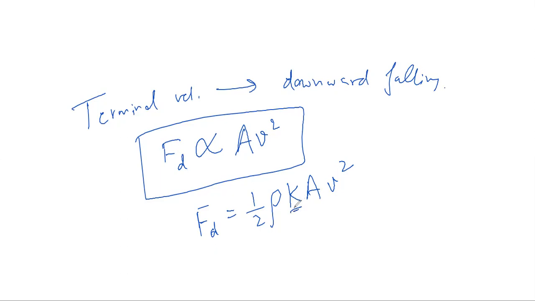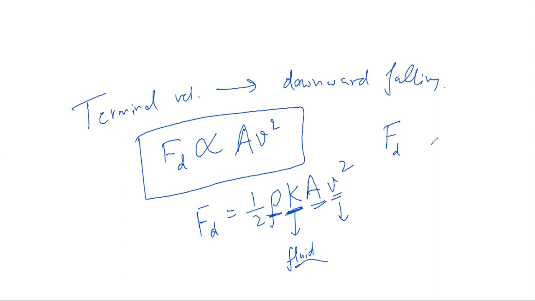This constant K depends upon the fluid through which that object is moving, on the nature of the fluid. Rho is the density of that medium. A is the area of the object which is facing the drag, that is, the cross-sectional area of the object.